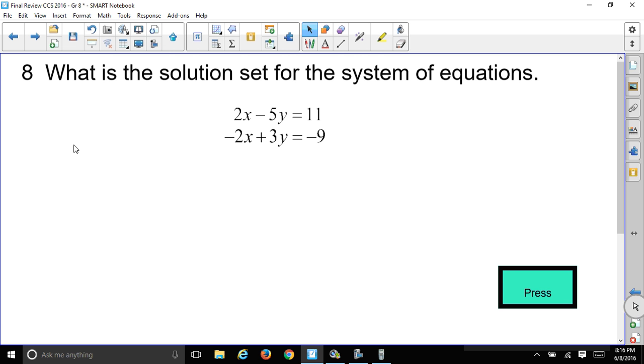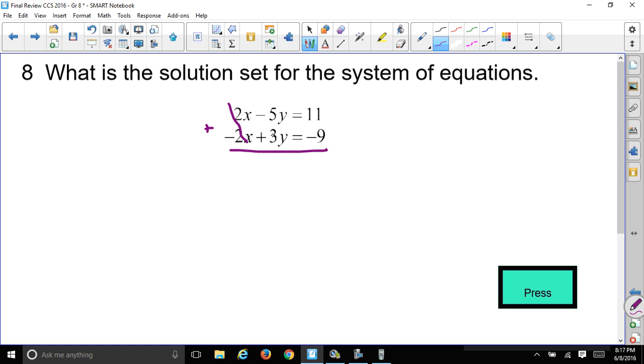One of the best ways to solve it is the elimination method. Elimination is where we eliminate one of the variables by adding the two equations together. We must remember that one of the coefficients has to be the opposite of the other so they can cancel out. Here I notice this is a positive 2 and this is a negative 2, so when I add these up, they cancel right out.